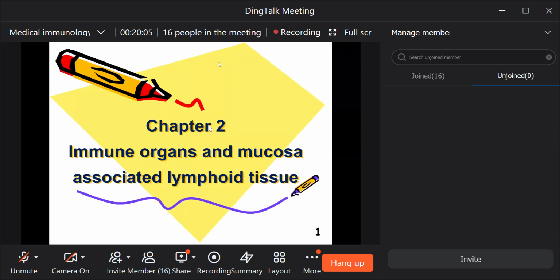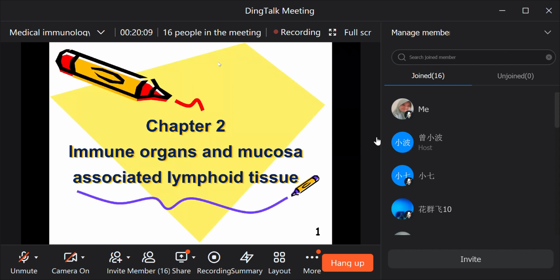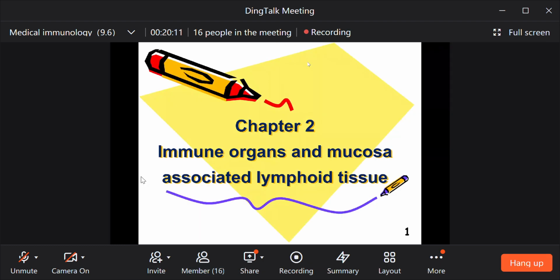Immune system stable through the autoimmune tolerance and immune regulation. This class, we talk about the immune organs and mucosa-associated lymphoid tissues. The title of this chapter is Immune Organs and Mucosa-associated Lymphoid Tissues.